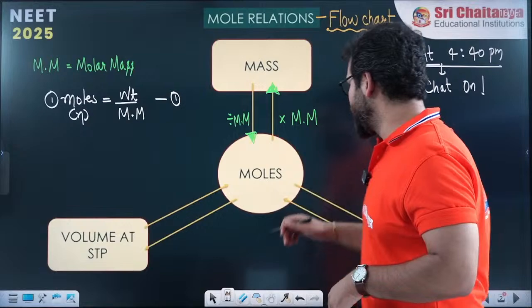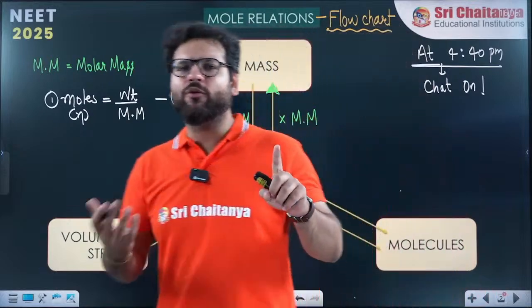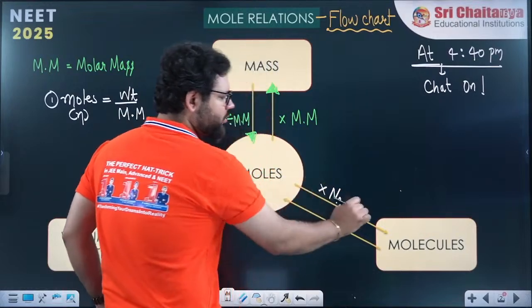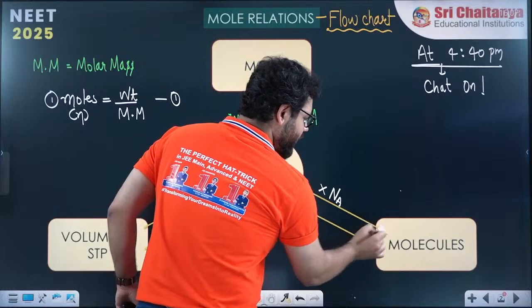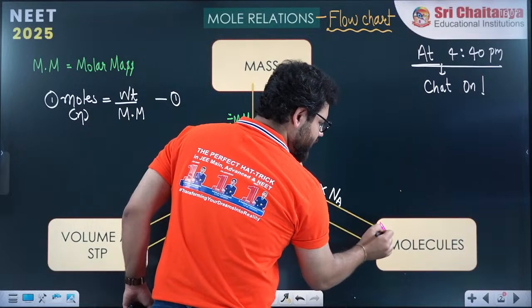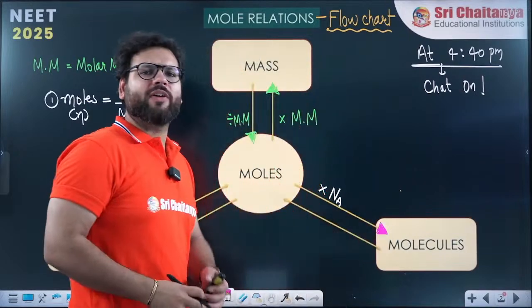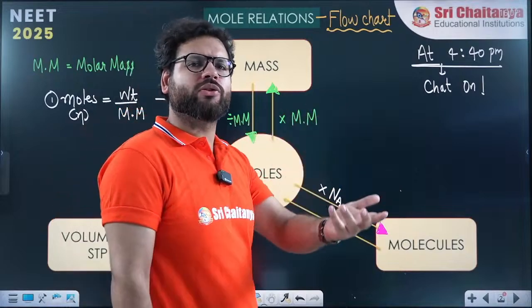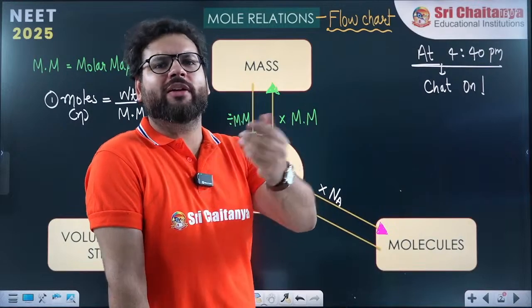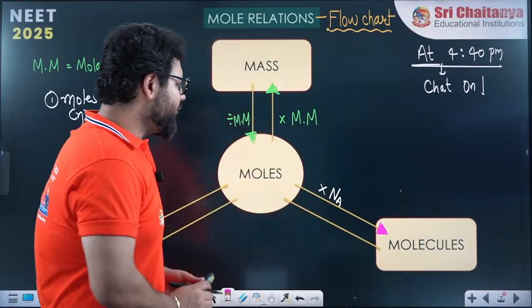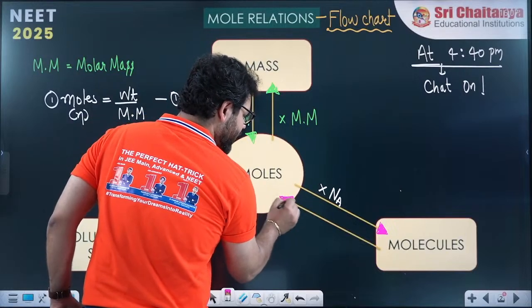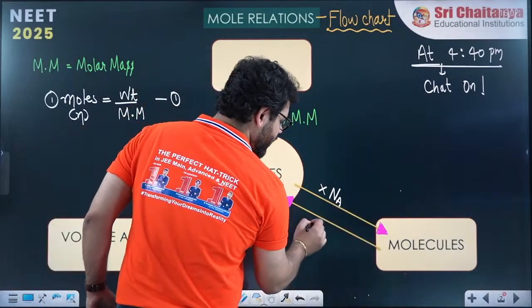Second formula, let us relate moles with molecules. When moles are given, we know that each mole contains Avogadro number of molecules. So when you multiply with Avogadro number, you can reach molecules. So moles multiplied by Avogadro number is molecules. Something like if I give you 5 moles of water, how many molecules? You will say 5 into Avogadro. 1 mole has Na, 5 moles have 5 Na molecules. And when molecules are given and I ask you how many moles are present, you will divide by Na. You will divide by Avogadro number.